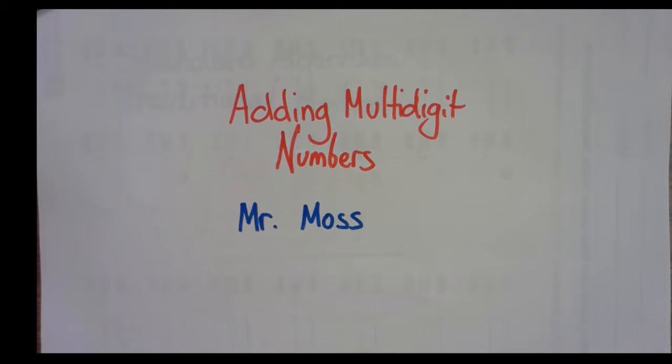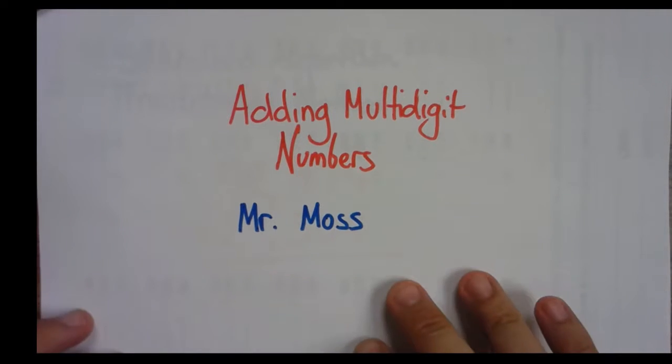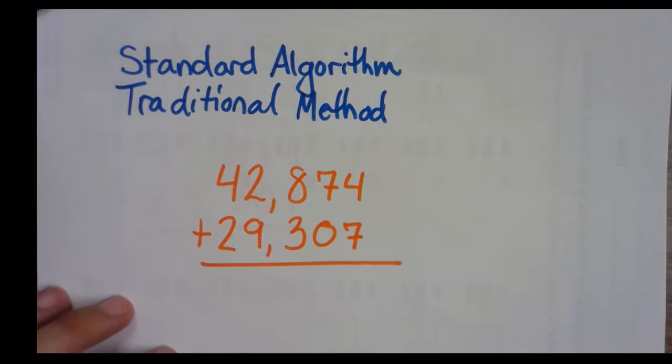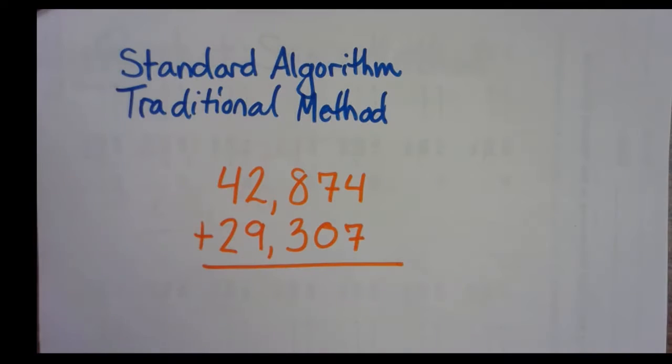Hi, this is Mr. Moss, and in this video, we're going to be working on adding multi-digit numbers. I'm going to be showing you two different ways to add multi-digit numbers. And the first strategy that we're going to start with is called the standard algorithm.